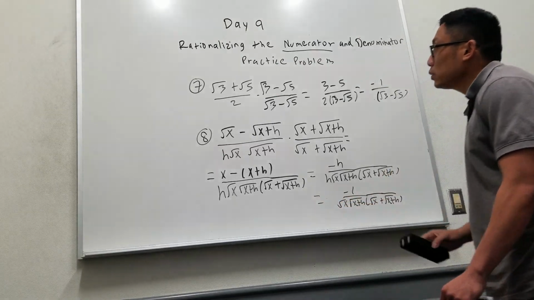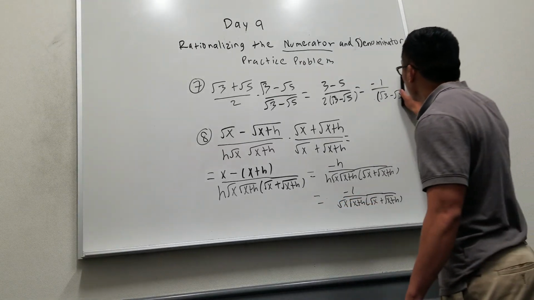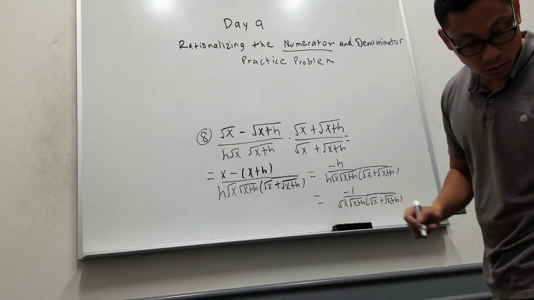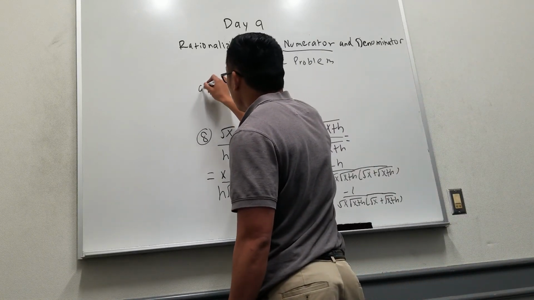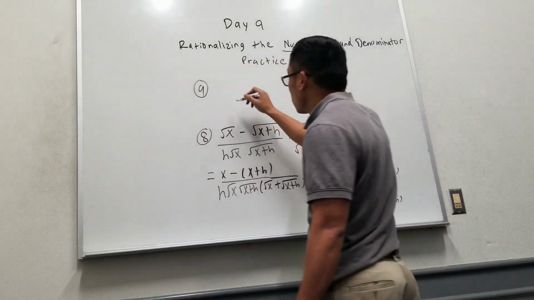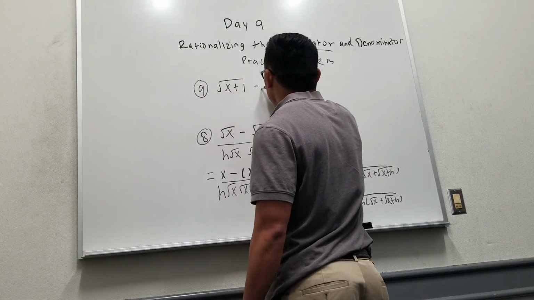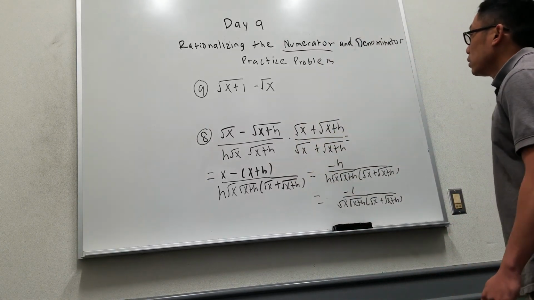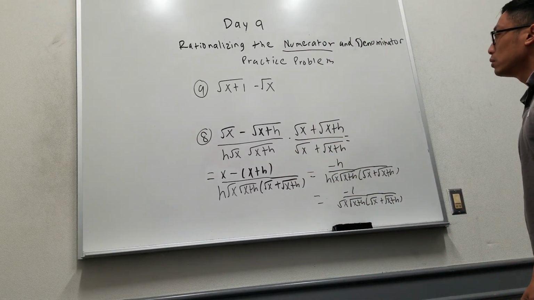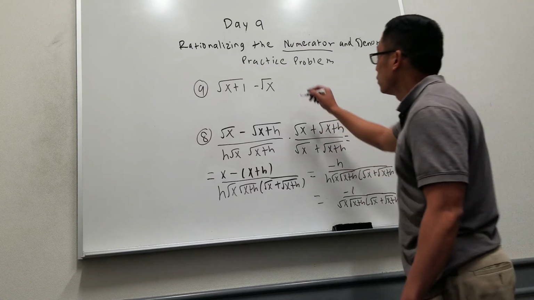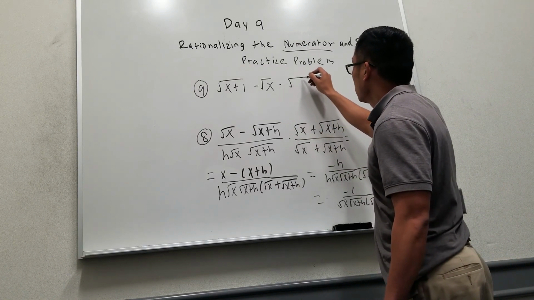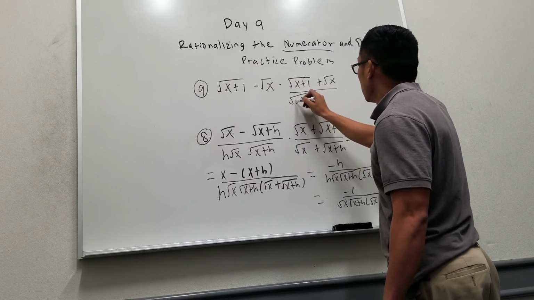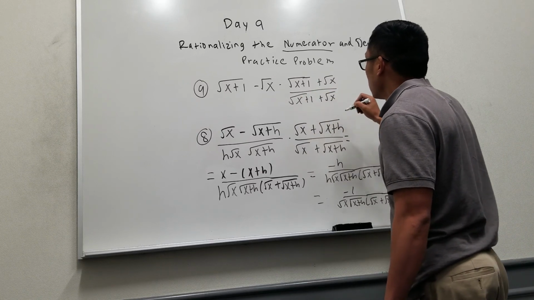Okay, let's do more problems. Some more problems. Let's do 9. Square root of x plus 1 minus square root of x. Okay, try it out. So what do I need to do? I need to multiply by the conjugate, square root of x plus 1 plus square root of x. Then you have square root of x plus 1 plus square root of x, right? So what do you get?